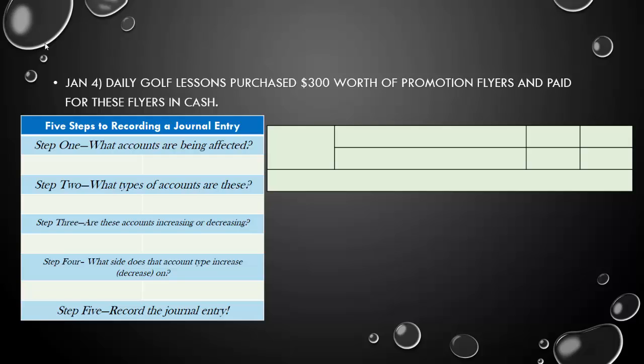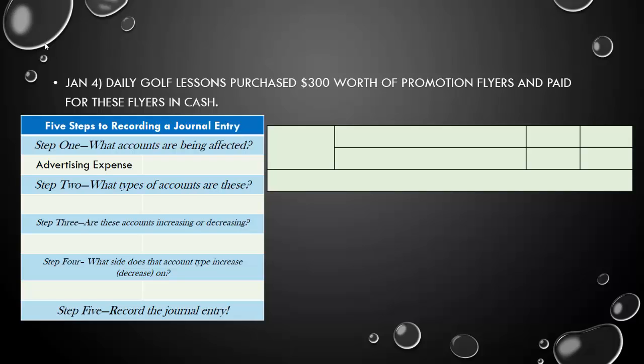Next up, on January 4th, Daily Golf Lessons is going to purchase $300 worth of promotion flyers, and they're going to pay for these in cash. So these flyers that we are buying are to let people know what we do, that we provide golf lessons. We are advertising to the public, and we're going to record that as an advertising expense as one of our accounts. That's what we're buying. We're buying flyers for the purpose of promotion, for the purpose of advertising.